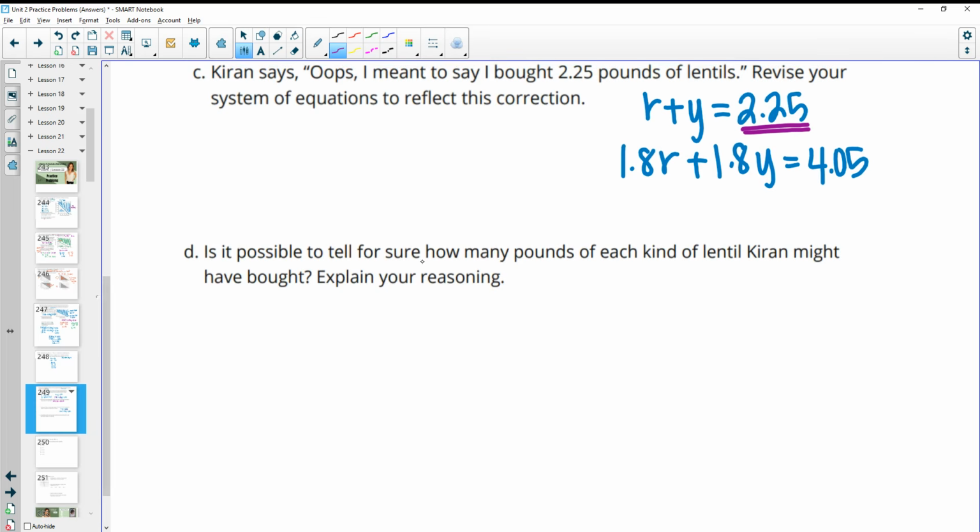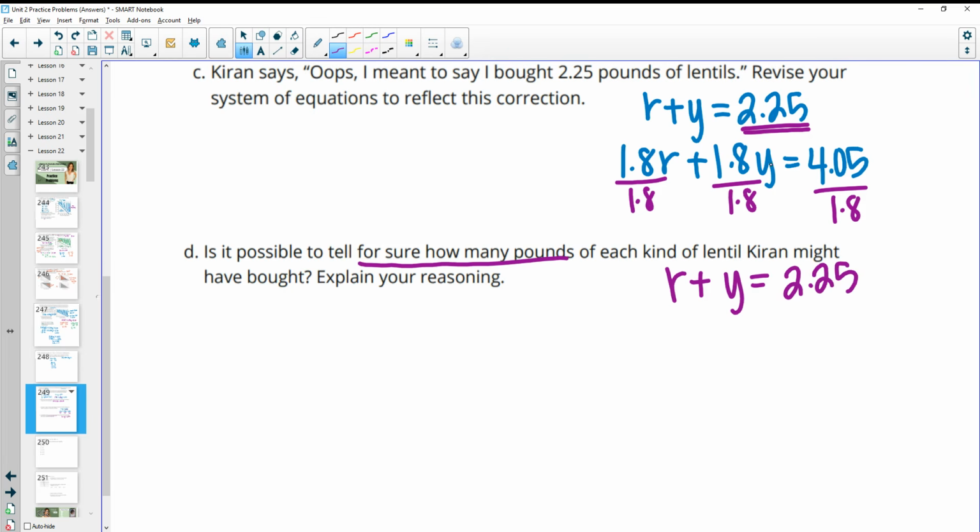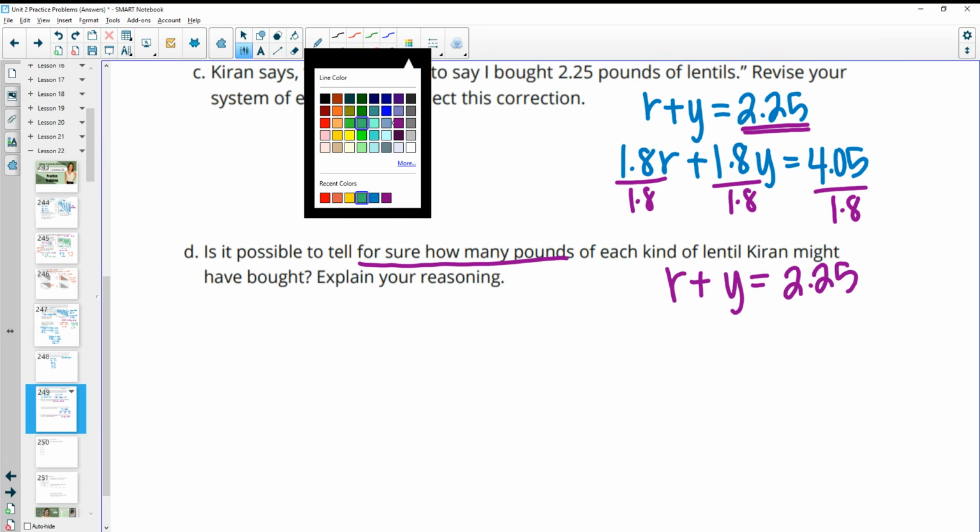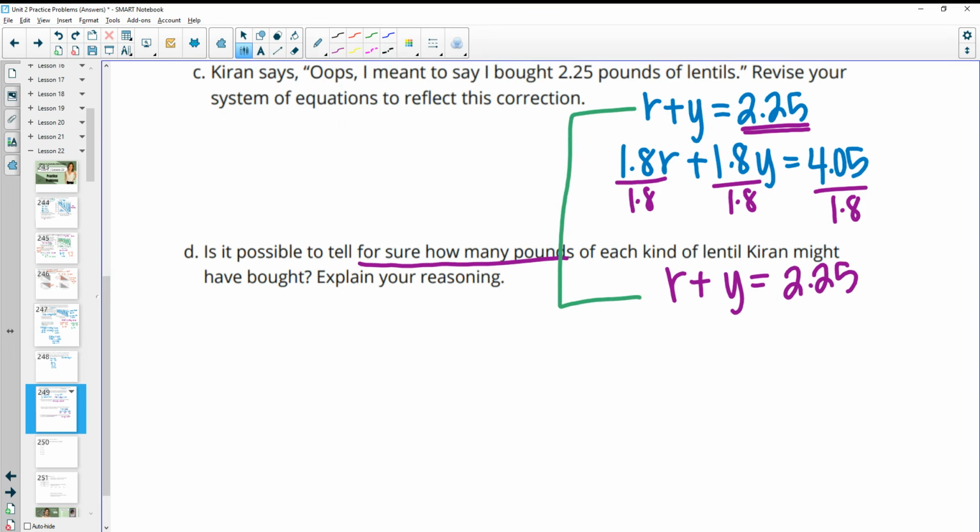So part D asks us, is it possible to tell for sure how many pounds of each kind of lentil Kieran might have bought? Explain your reasoning. And no, it's not, because these are actually equivalent equations. So if I just divide by 1.8 to both sides here, I would get R plus Y equals 225. So that means that these two equations are equivalent. So they are going to graph right on top of each other.